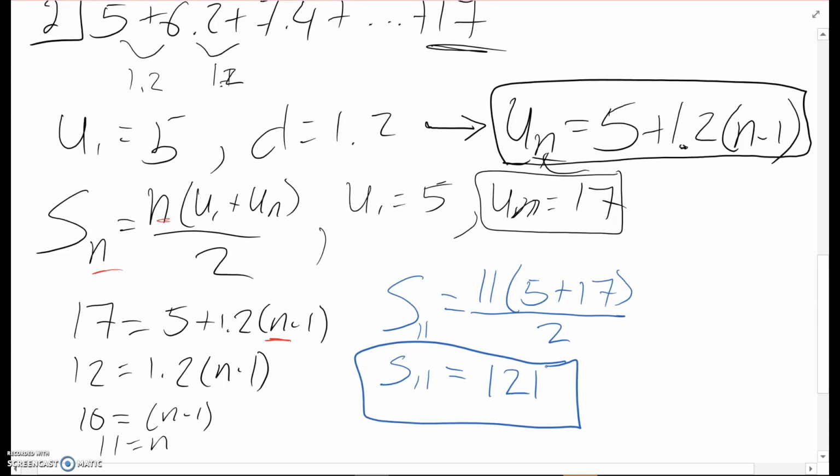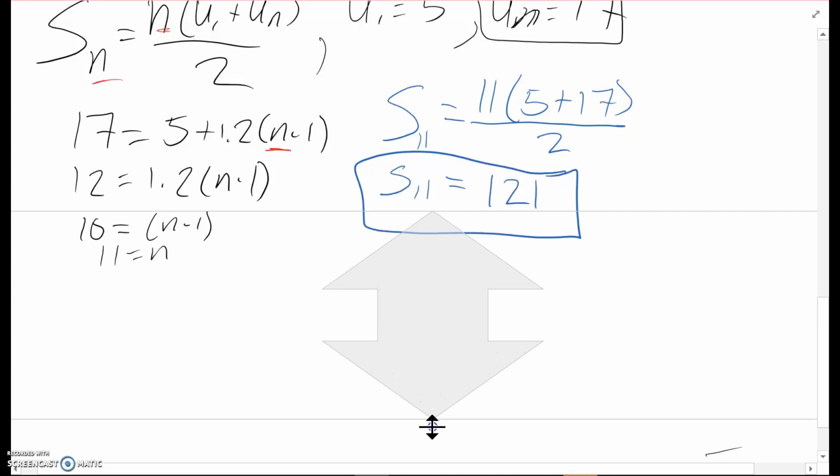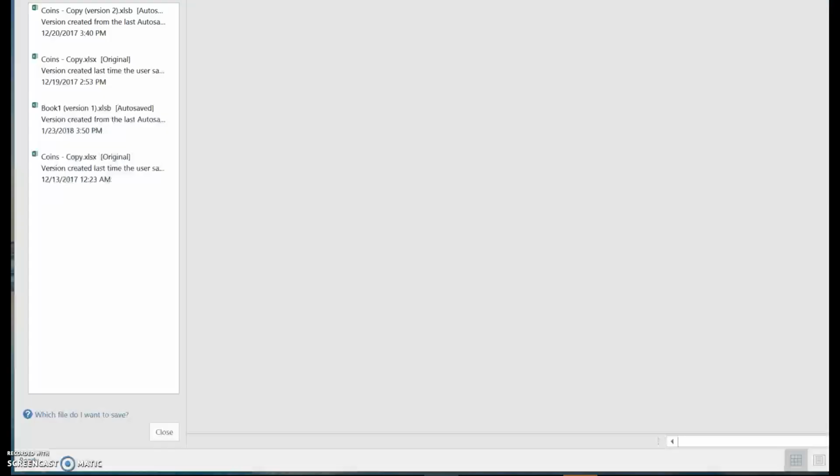The key to all of these is being able to use these formulas properly. The partial sum ones are going to be given to you, but you have to be able to do the explicit. If you can't do that, then you're going to be missing out on a lot of information that you need to be successful.